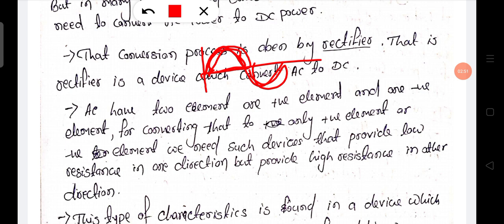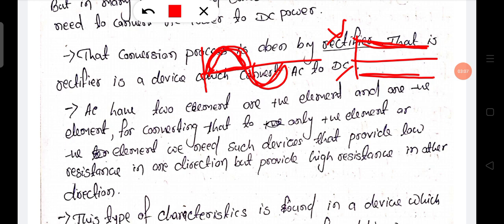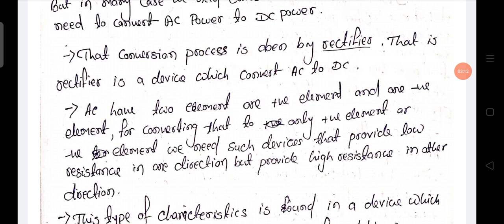And we want DC. DC is this, either positive or negative only, so we want only one part of that AC signal. By eliminating the other part of the AC signal, we can get the DC signal.